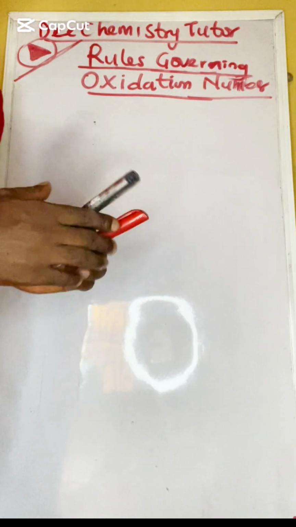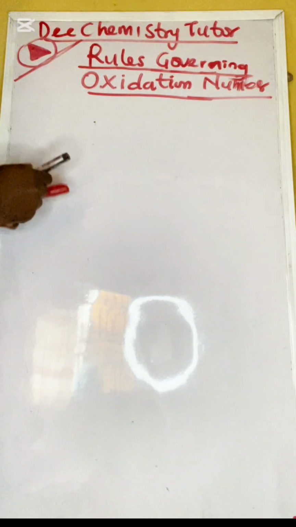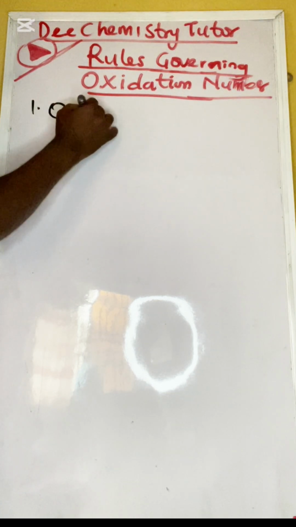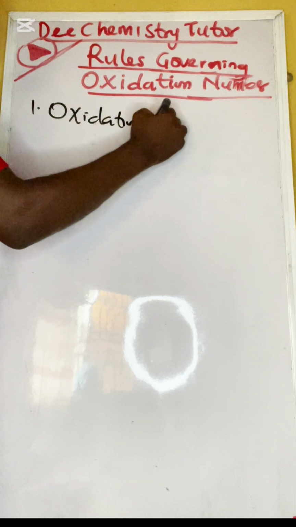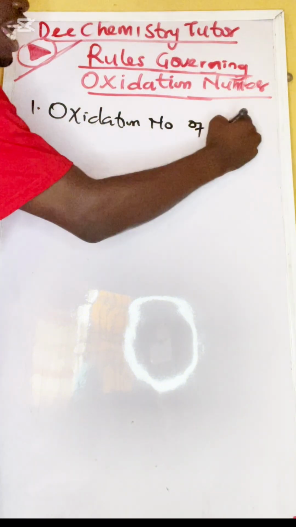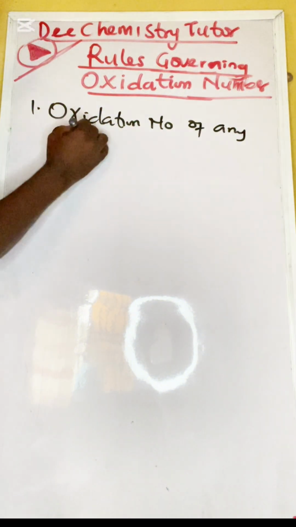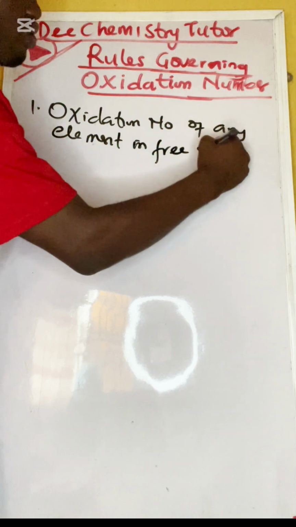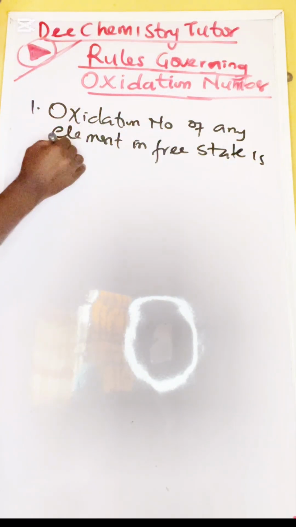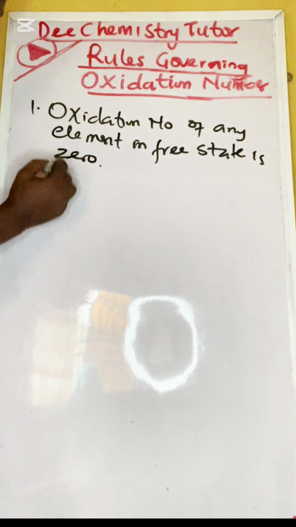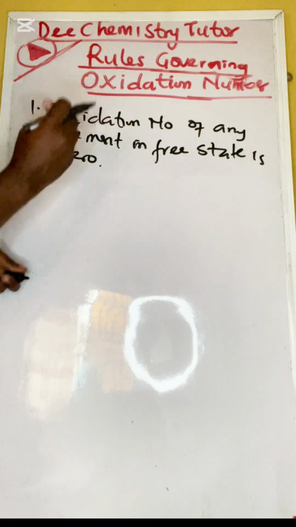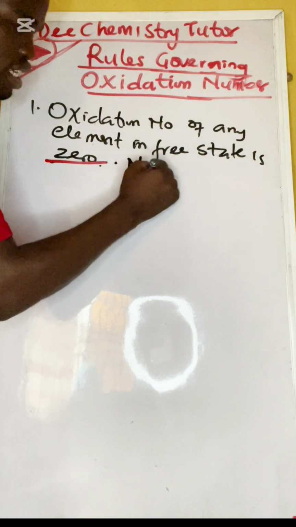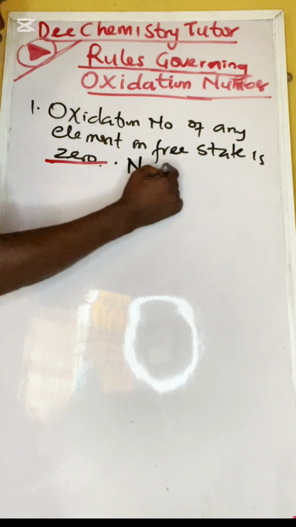All right, what are the rules governing oxidation number? Number one is that the oxidation number of any element in free state is 0. What do I mean? Now, it's 0, right? For instance, let's say Na, the oxidation state is 0.